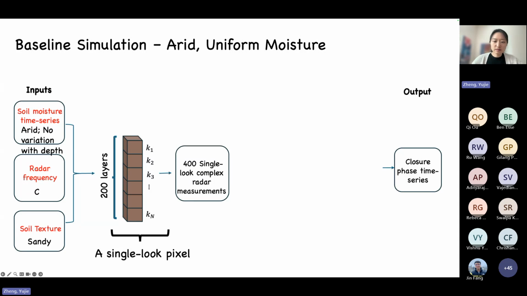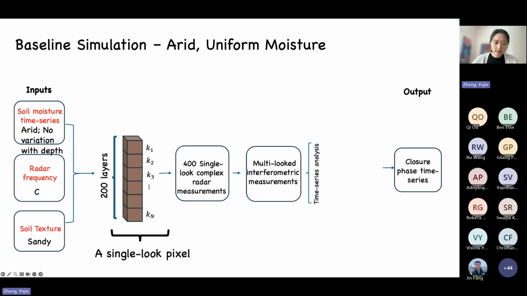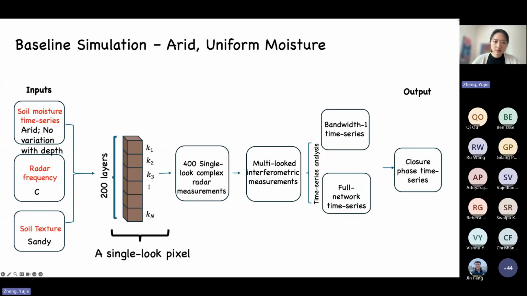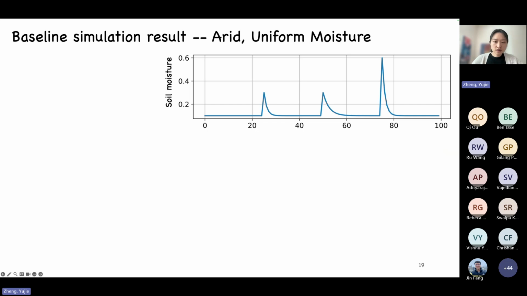We can do this for multiple times to form a multi-look window of 400 pixels. We then multi-look the measurements and proceed to do time series analysis with different networks. And then we compare the difference to generate the closure phase time series. So here is the input for the baseline simulation for the arid case.